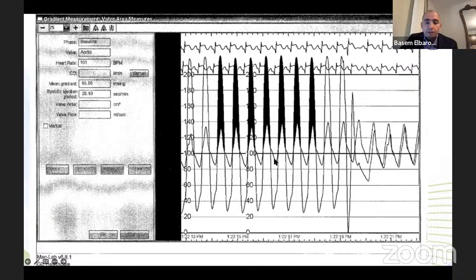Now, this is not done perfectly because this is a pullback, meaning they had a catheter inside the left ventricle and we pulled it back, and then the 2 waveforms were superimposed on each other. If you really need accurate measurements, you need simultaneous pressures, and that's a whole other lecture. But notice here that there's a big gradient between the left ventricle and the aorta, especially at systole. The software can calculate that dark area under the curve and give you the mean gradient. In this case, the mean gradient is 63, so definitely severe.